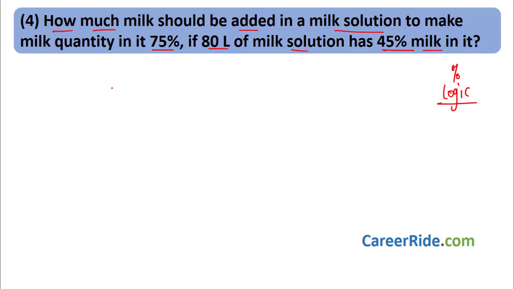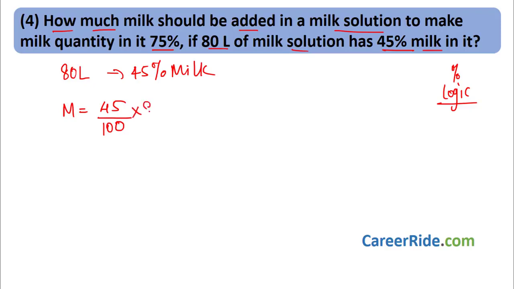Okay, now what have they given? First, there is 80 liters of milk solution and in it 45% is milk. So how much exactly is the amount of milk? 45%, that is nothing but 45 upon 100 of 80 liters. That would be, let us see, 45 into 2 is 90, 9 4s are 36, 360 upon 10 would be 36 liters is the amount of milk in the 80 liter solution.